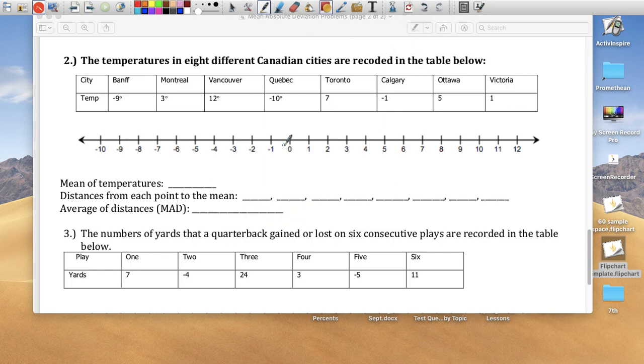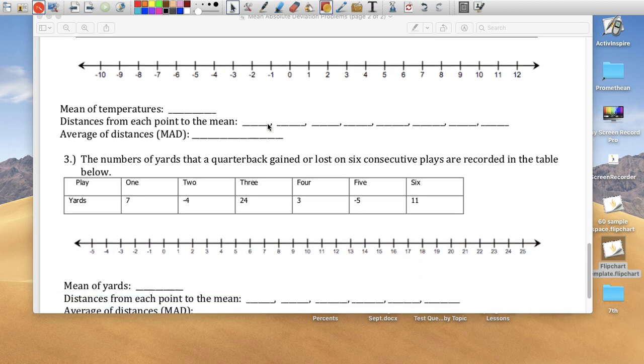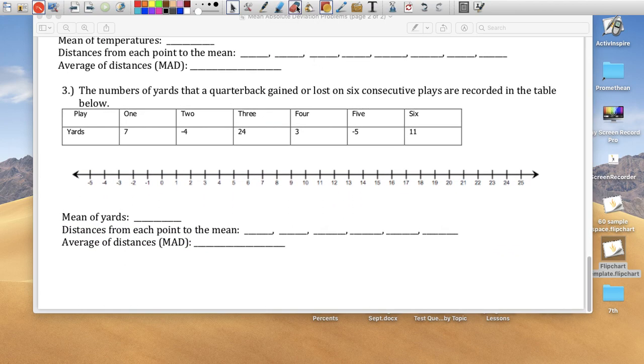Third one. Okay, so these are the average number of yards a quarterback gained or lost on 6 consecutive plays. On the first one, he gained 7 yards, so he went forward 7 yards. Then he lost 4. Then he went 24. Then he went only 3. Then he lost 5 yards, and then he gained 11 yards. So again, I don't know what the MAD is, but sorry, let's find the mean first. So again, negative 5 plus negative 4 plus 3 plus 7 plus 11 plus 24.